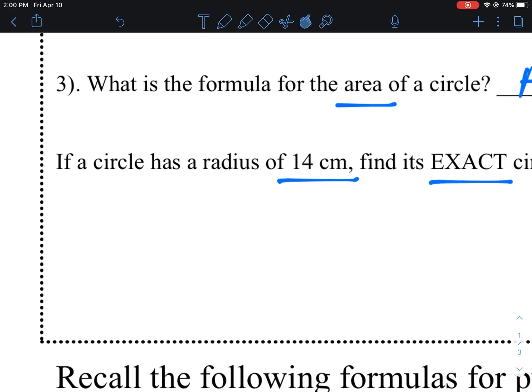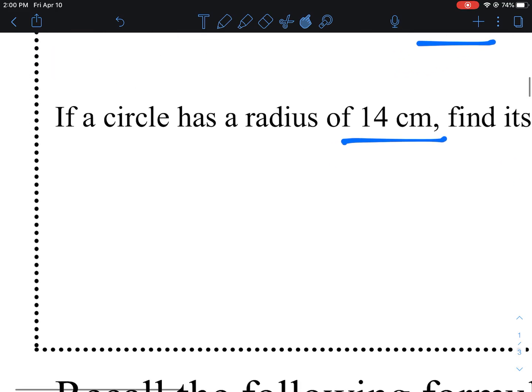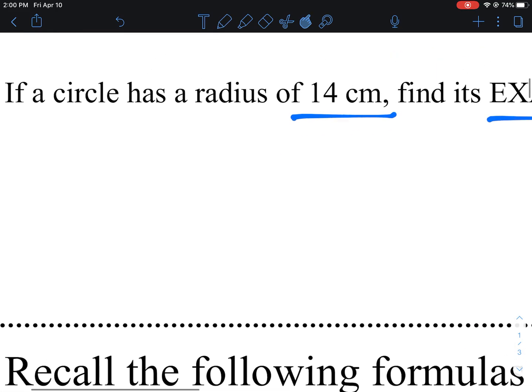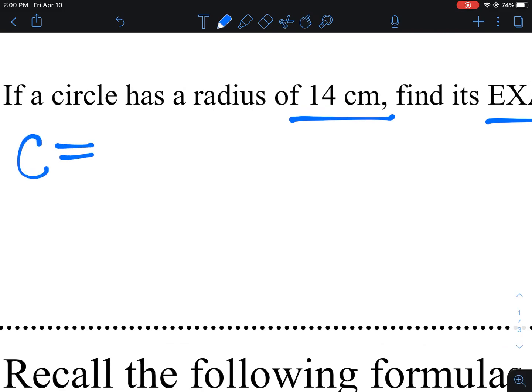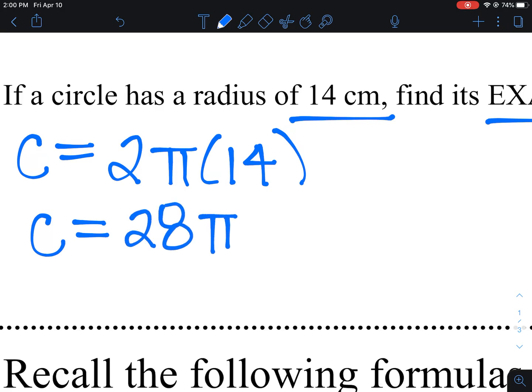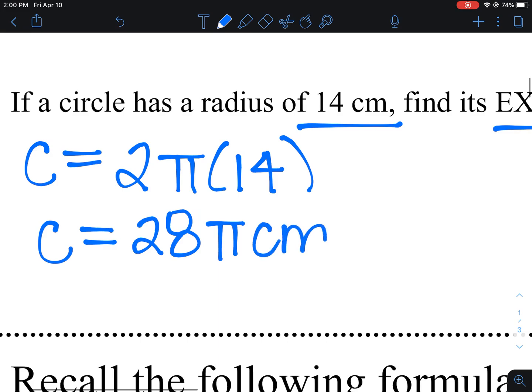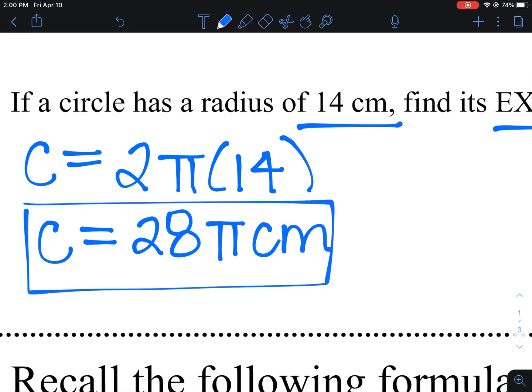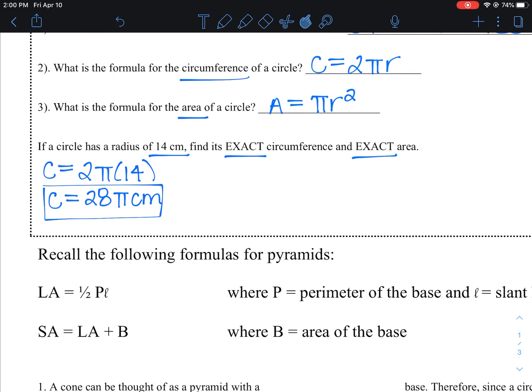So let's find both. The circumference, 2 pi times the radius, which is 14. So remember, do not type the pi in there because we want exact answers. So 2 times 14, that's 28. Attach the pi and then centimeters, and we're done, right? It's not area or anything like that, so you don't have to put the squared. So just 28 pi centimeters, that's our answer.